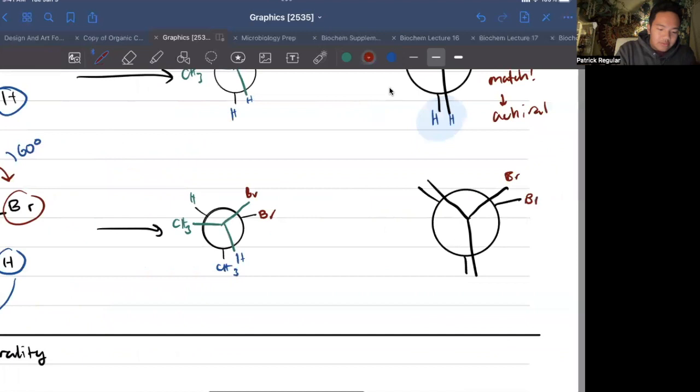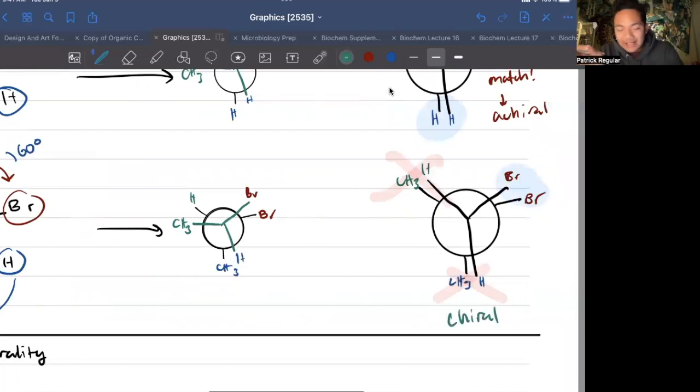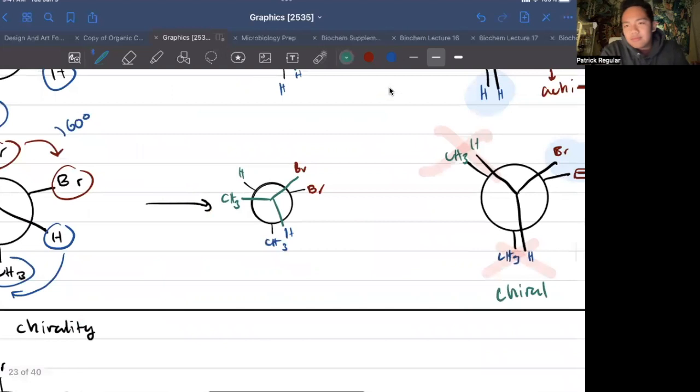Okay, now let's look at the groups. Br, H, CH3, and then H, CH3. Now look at these. Matching, not matching. So is it chiral? No. Or wait, is it achiral? No. Is it chiral? Yes. Chiral. They're different. Now you might be thinking, well, why don't you just rotate the other groups, right?